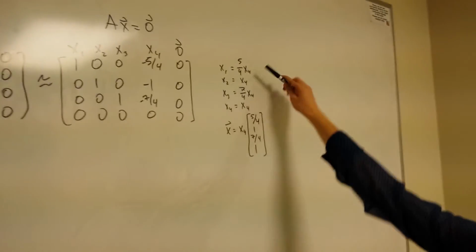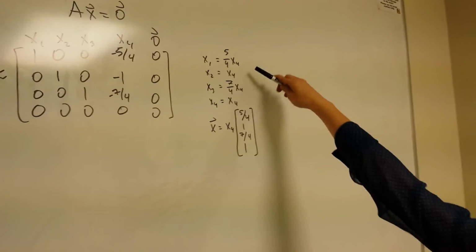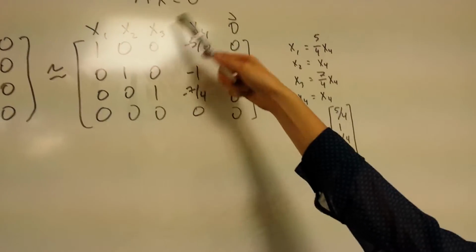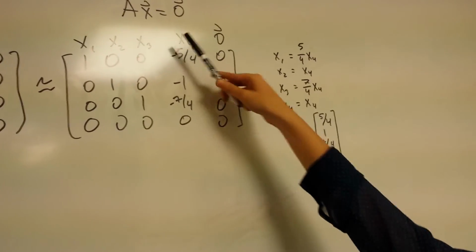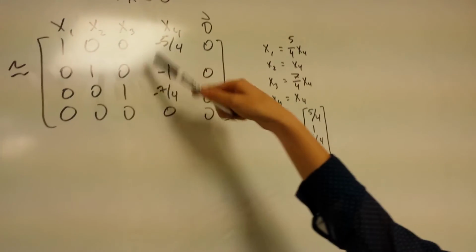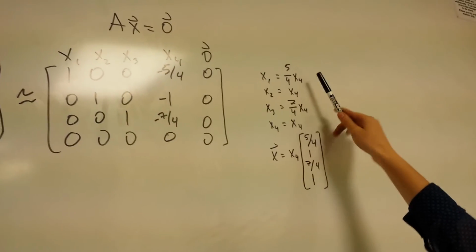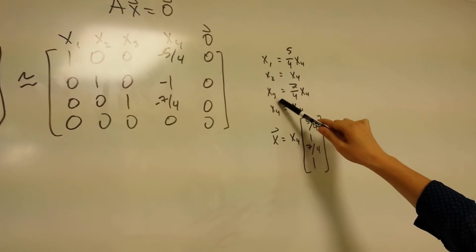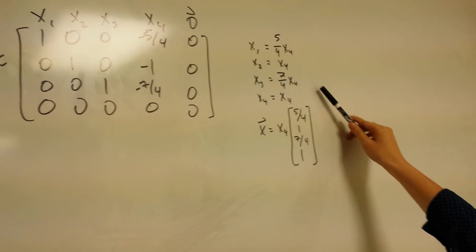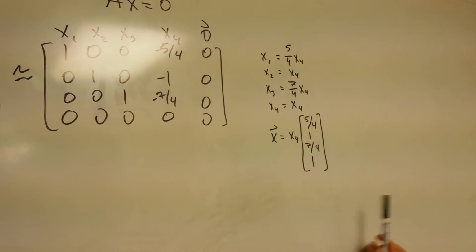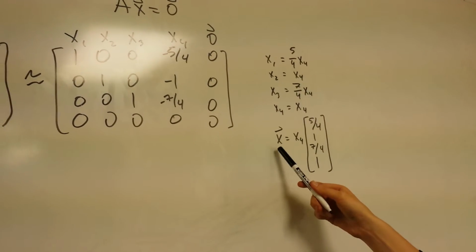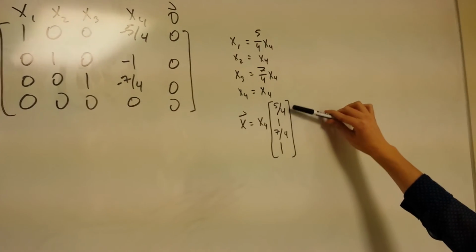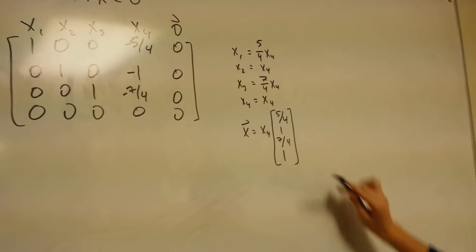So we translate this back into the equation representation. We already know that this form came from Ax = 0, where the variables are x1, x2, x3, and x4. And so x1 equals 5/4 x4, x2 equals x4, x3 equals 7/4 x4, and x4 equals itself. So the spanning set for this is x4 times the vector 5/4, 1, 7/4, and 1.